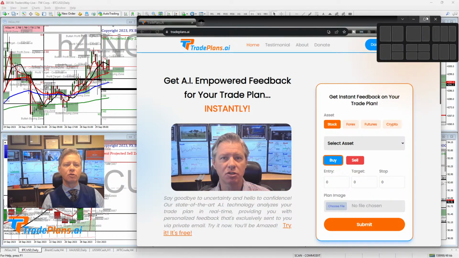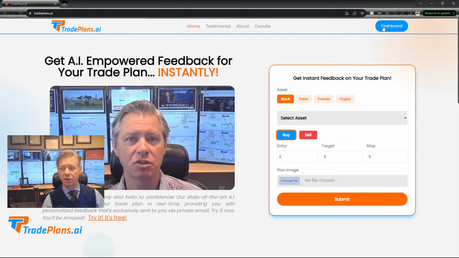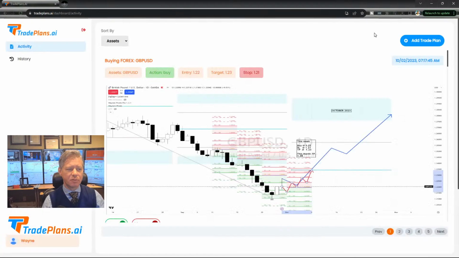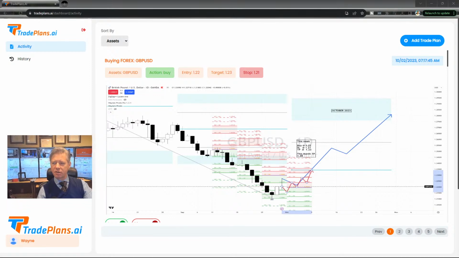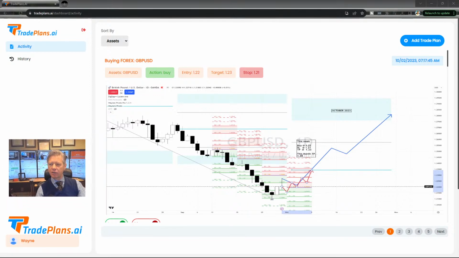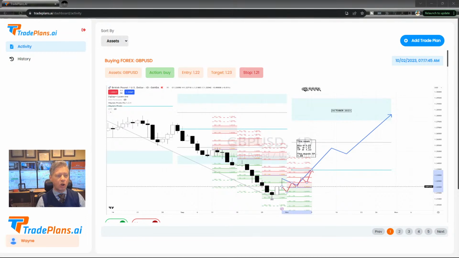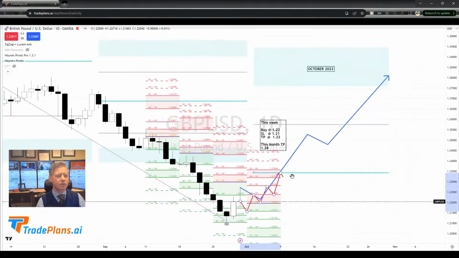So I'm going to go through the dashboard today, look at other trades that have been posted anonymously, and I will give you feedback. So again, this is the trade plan dashboard, if you will, on TradePlans.ai, and I can go and review these trade plans. All the trade plans are anonymous, so I don't see who posted this, but I do see that they're interested in buying the pound dollar. Okay, so let's take a look.